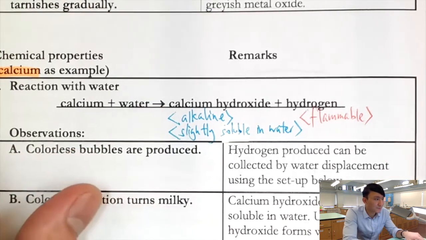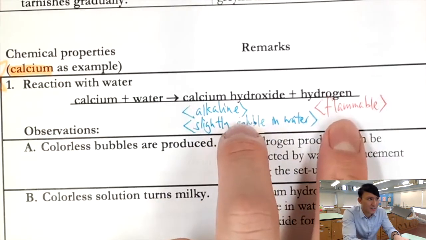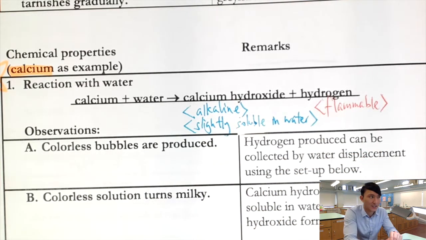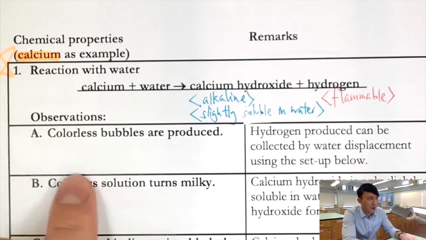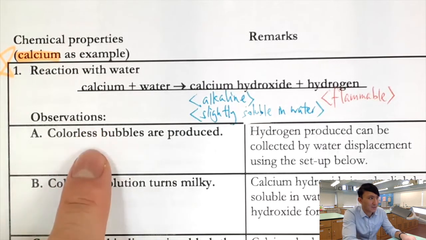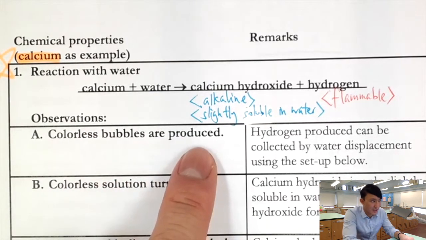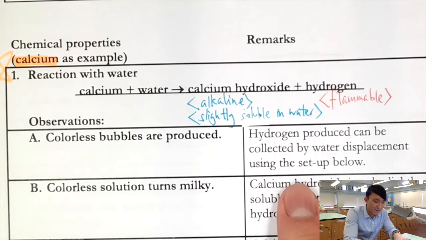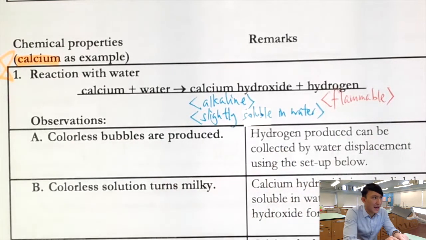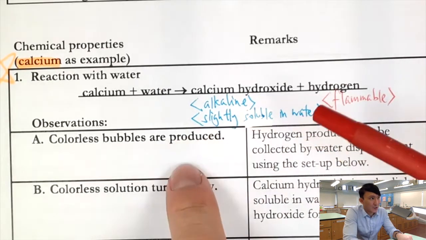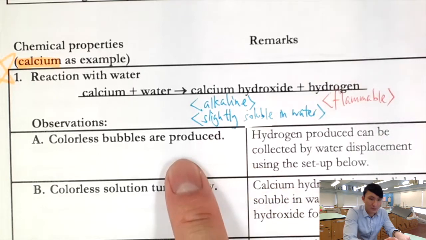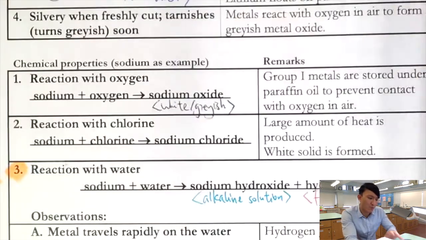Okay? Now, knowing the products will also tell you some expected observations. First of all, part A, we will see colorless bubbles being produced. And the bubbles are, of course, hydrogen gas. Now, you may ask, for this reaction, it produces hydrogen gas and we will see colorless bubbles. Then what about group 1?